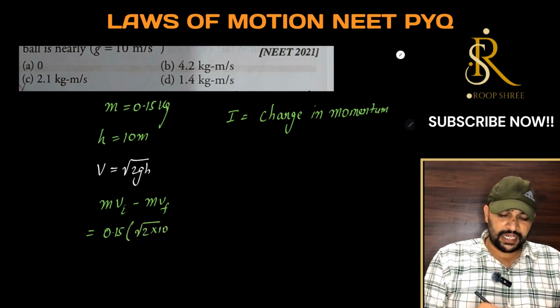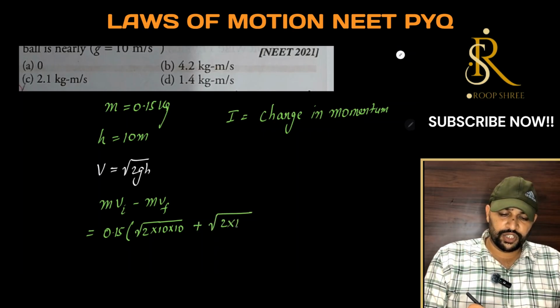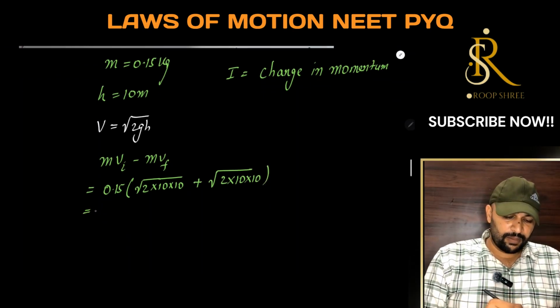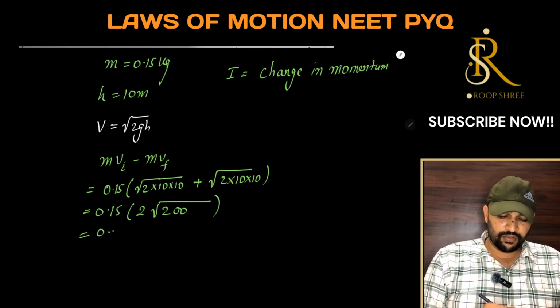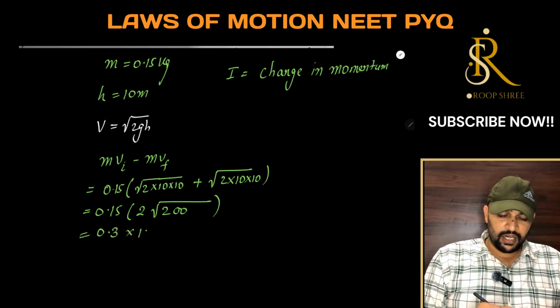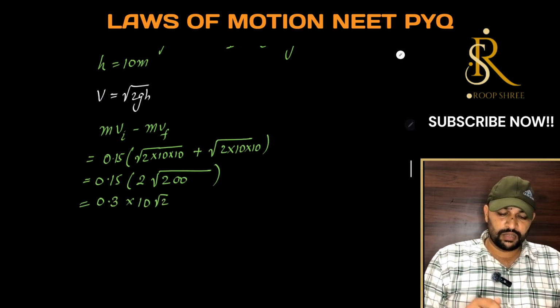G is 10, let's assume, and height is 10. Minus, when it is going up, I am assuming it as negative, so it will make it plus root 2gh. I hope you are clear with why I made it positive, right? So here it will be 0.15, and that will give us 2 times root under 200. And 15 2s are 30, so it will be 0.3 times 10 root 2, and this will give us 3 root 2.